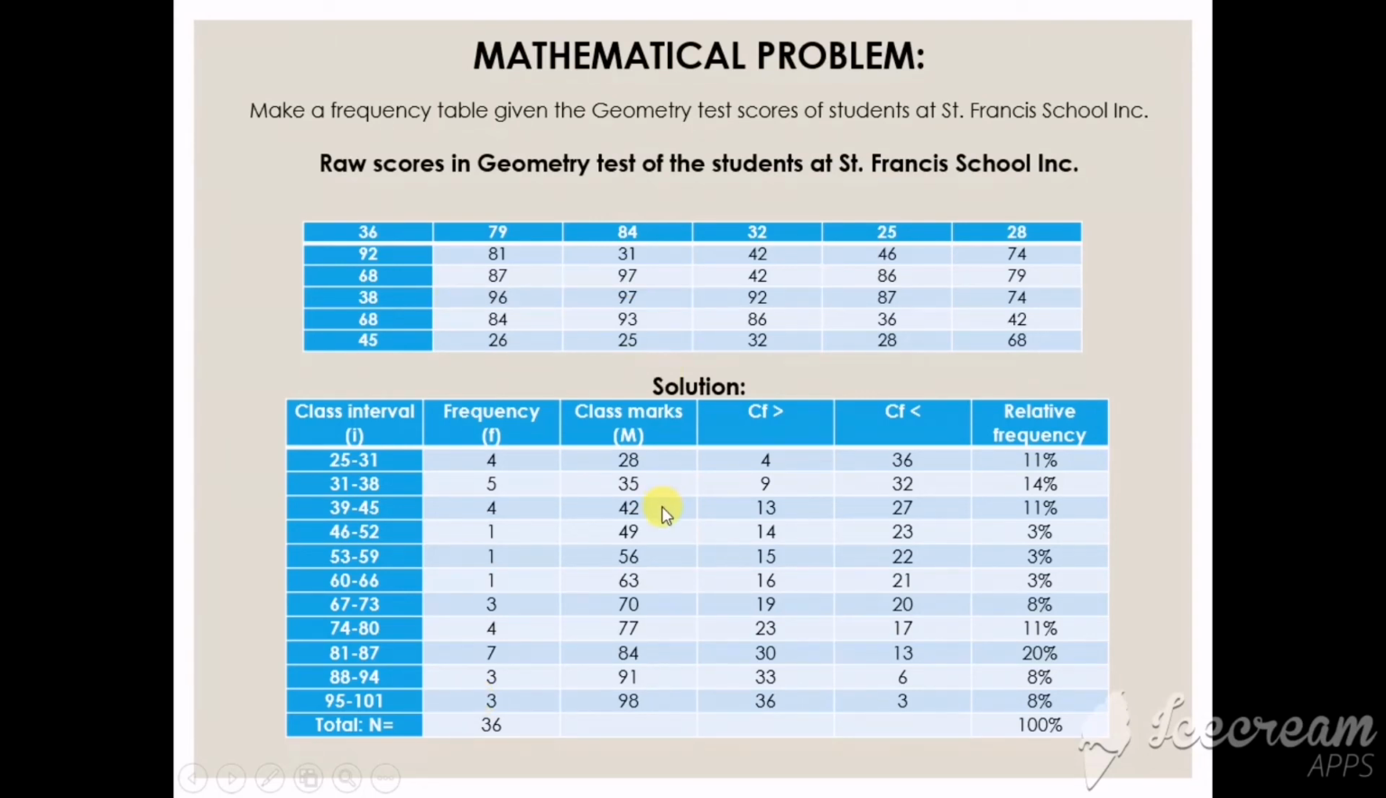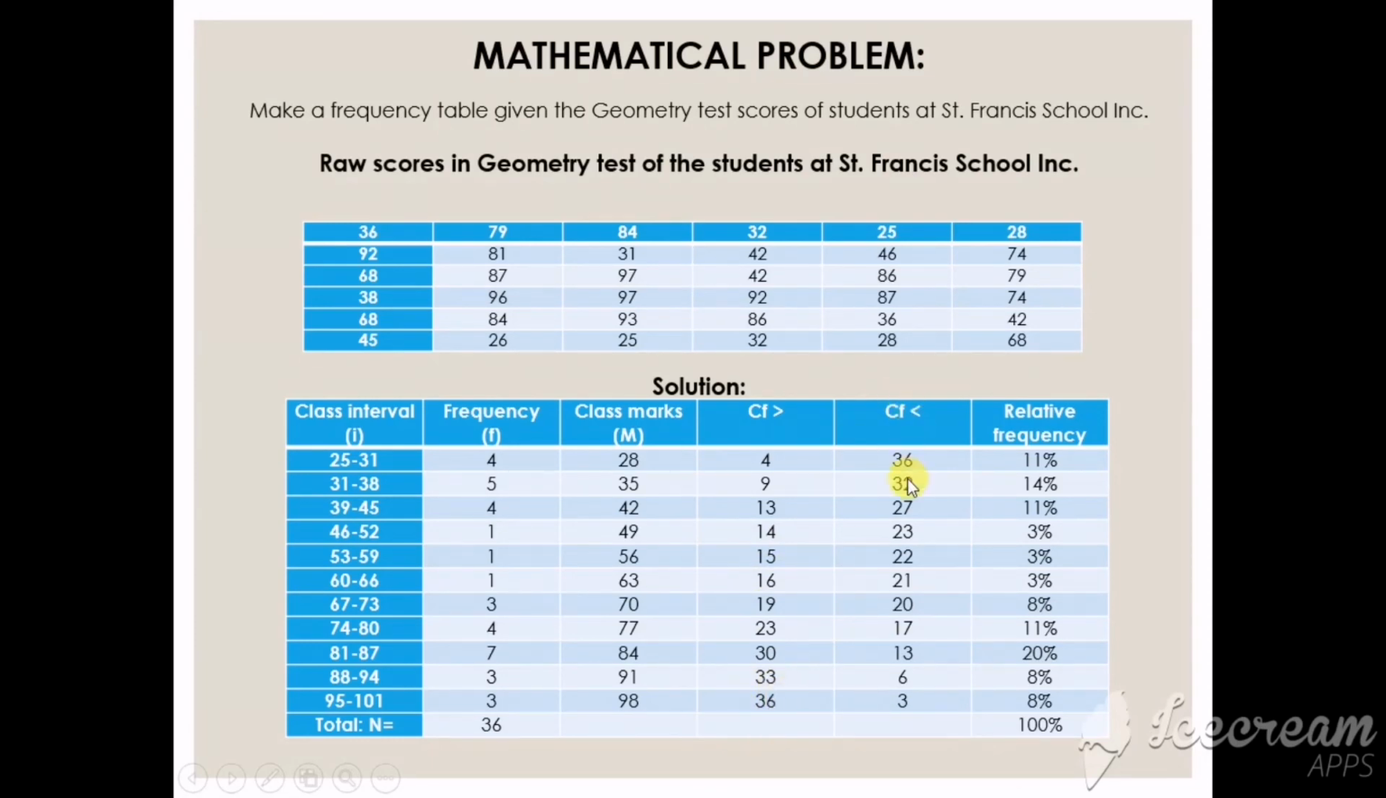So, sa paghanap naman ng class mark, kunin lang natin yung midpoint ng ating class interval. Then, in greater than cumulative frequency, ang gagawin natin is copy lang natin itong una sa frequency. Then, pababa naman siya is addition. So, here, 4 plus 5 is equals to 9, 9 plus 4 is equals to 13, 13 plus 1 is equals to 14 hanggang sa dulo, which is 36.